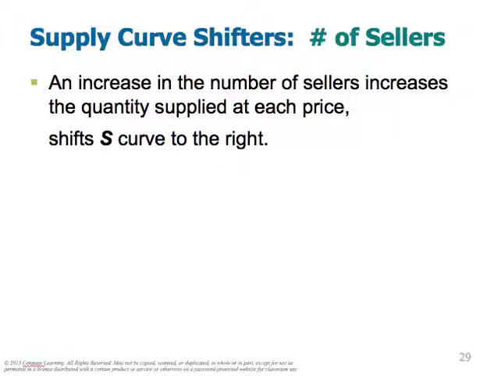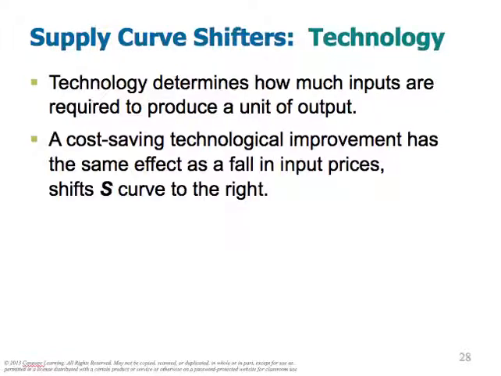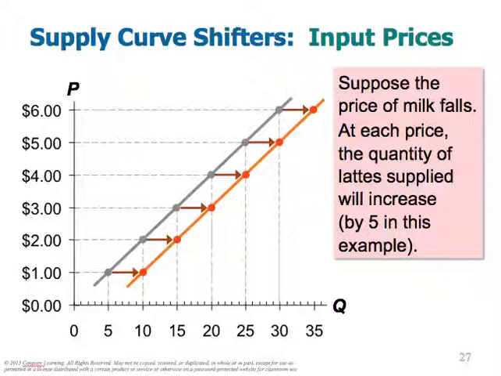If we have a higher number of sellers than before, then at each different price, the quantity supplied is going to go up. Like here, let's go back here. Suppose that initially the price was $1 and the quantity supplied in the market was 5. Now suppose that we have more sellers in the market, so at the same price, because of new sellers, the quantity supplied is going to increase from 5 to 10.